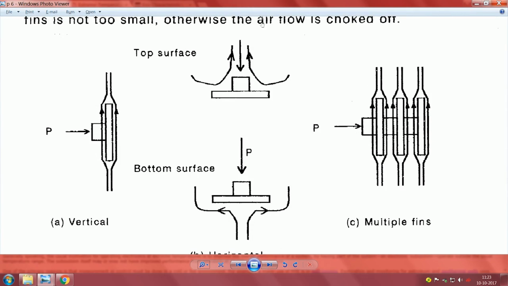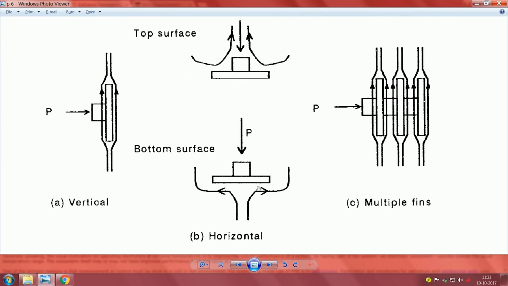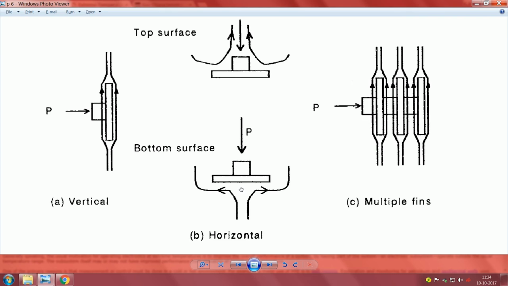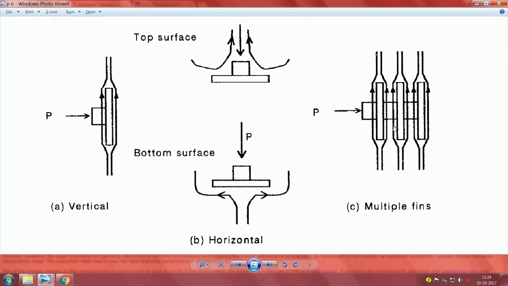So, if you have a top surface, cool air gets drawn in and then goes up. This arrow here is about the power being put in, it is not the airflow. So, the power is given here, and then this cooling seems to be very convenient. In the case of the bottom surface, we still have a problem: voids or pockets form here which prevent air from being circulated. And then you have this normal vertical orientation and multiple fins.